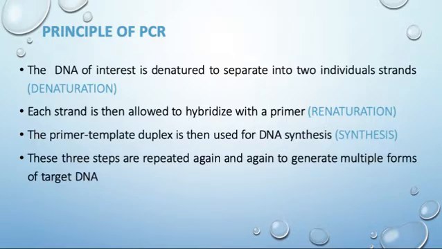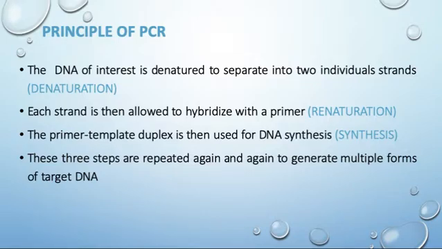Now after these three steps, this is again repeated a number of times, and from the target DNA you can get millions of copies of the amplified target DNA. So the main three processes in PCR are denaturation, renaturation and synthesis.